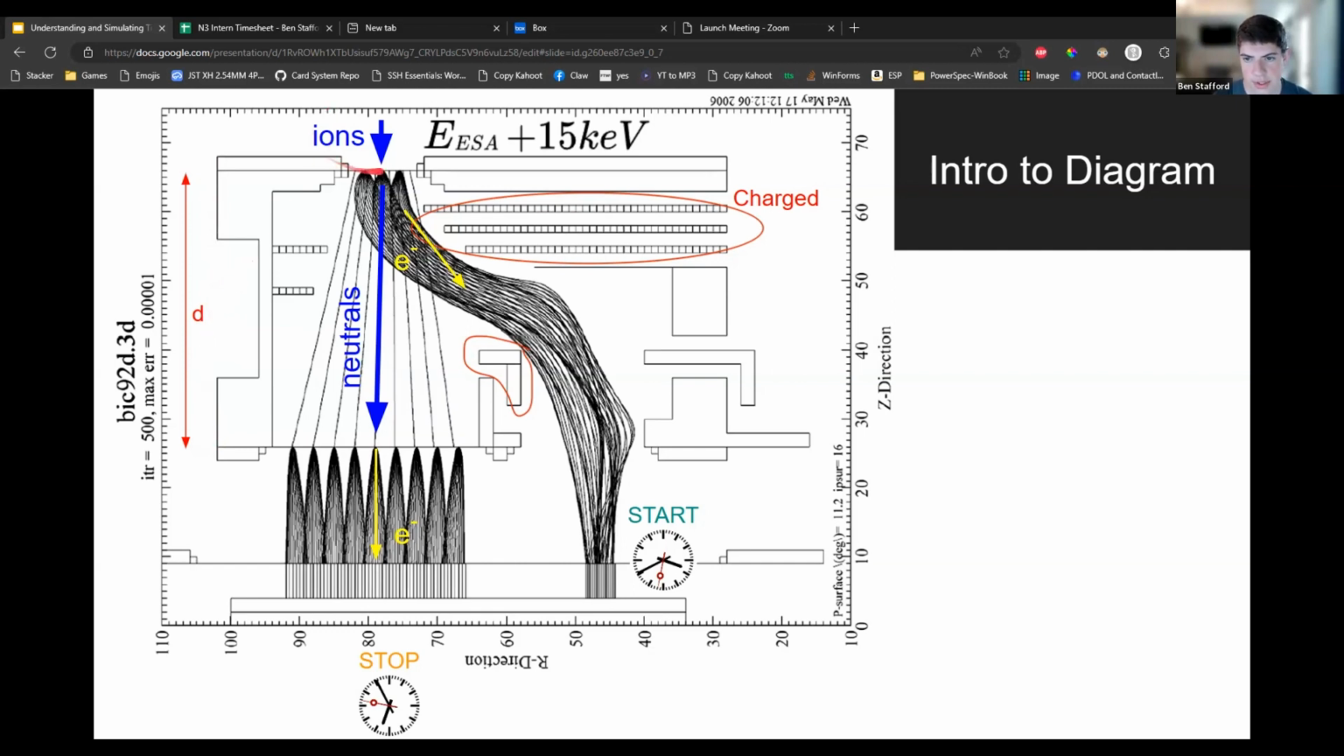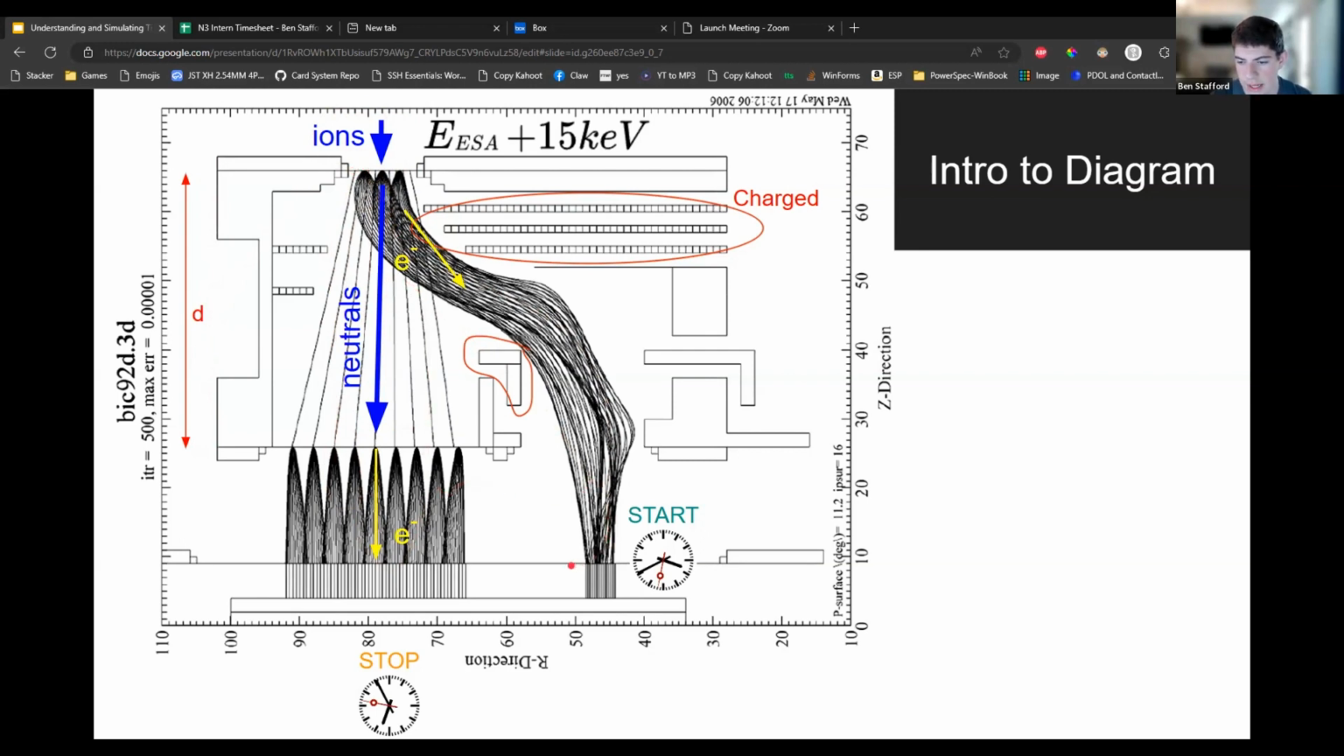So here at the top, you'll see ions. This is where the ions come in, and I'll talk about more of this later on. Electrons are flowing this way and also down right here. Neutrals are these lines right here. Neutrals have no charge, so they're not attracted to any surface.